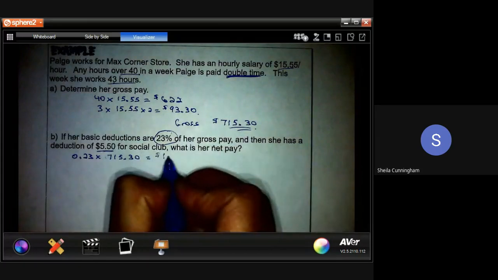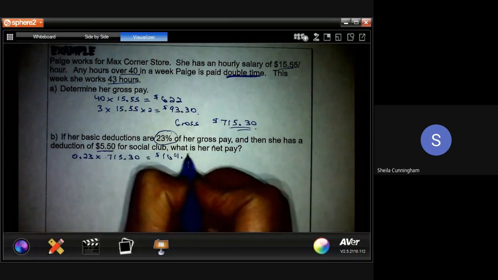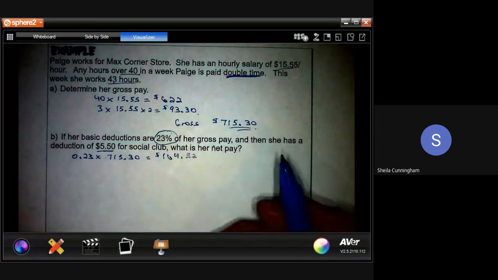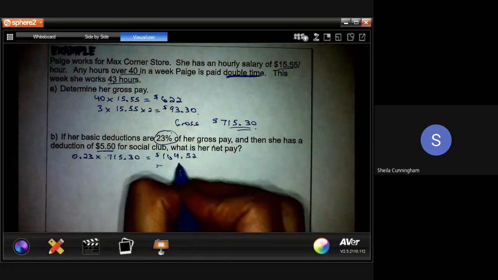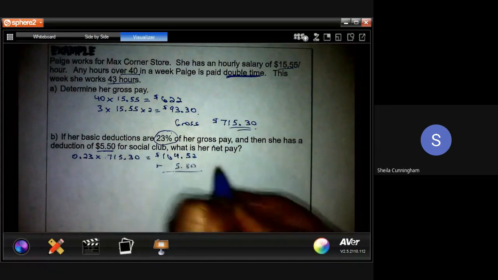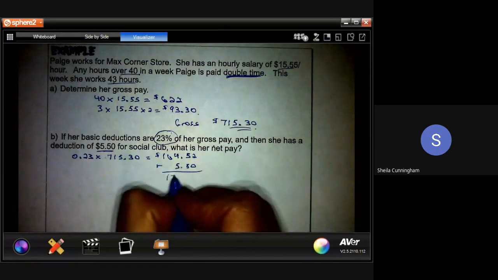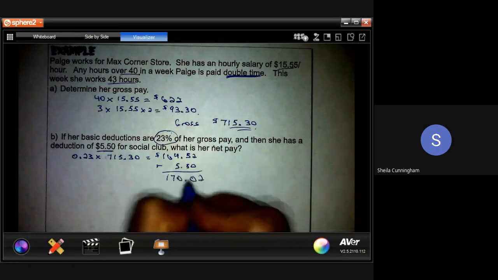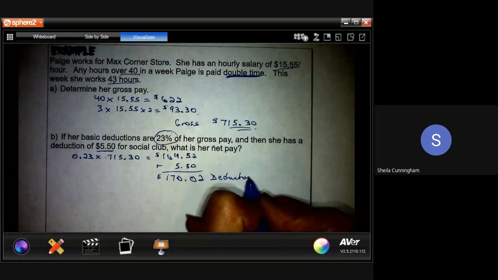Her deductions of all of those basic ones in terms of money are $164.52. Let's add to that the $5.50 in a social fund that she gets deducted from. And we find out that she has total deductions of $170.02. So again, that's deductions.